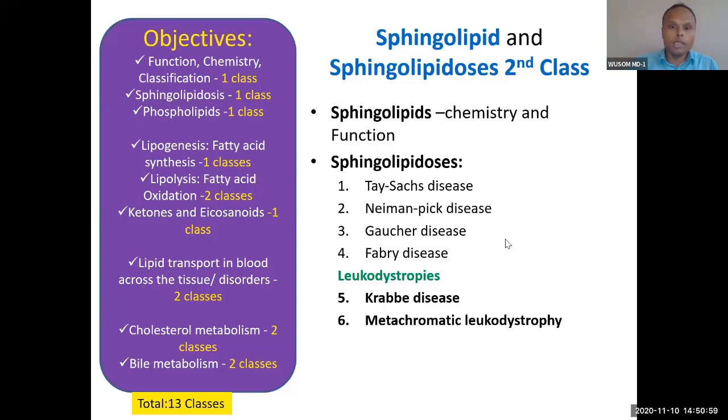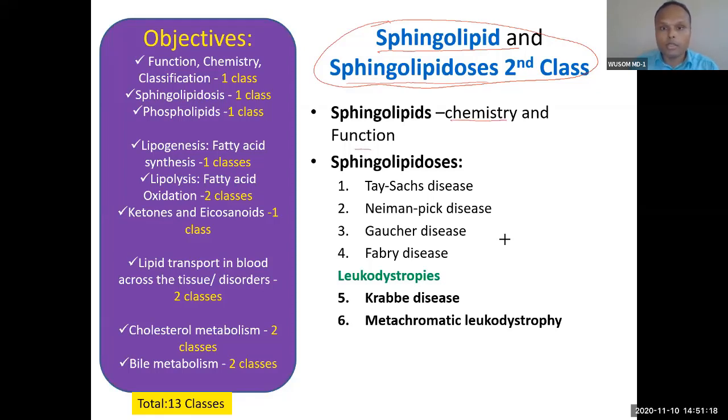We will be talking completely about glycolipid. The glycolipid is a sphingolipid. All sphingolipids are glycolipids and all glycolipids are sphingolipids. So we will be talking about this sphingolipid, about glycolipid. In this sphingolipid, we will first talk about the chemistry and function of sphingolipid.